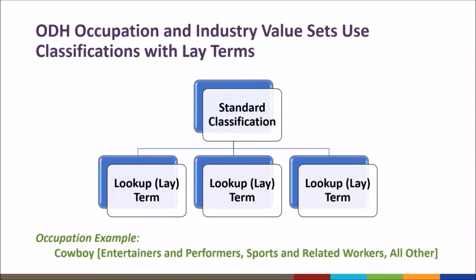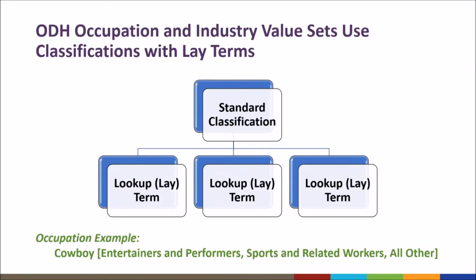We devised the ODH value sets of possible entries for occupation and industry using classification systems that have associated indexed or lay terms. The occupation value set includes lay searchable titles that are associated with the O*NET Standard Occupation Classification System, or O*NET SOC. O*NET is an online service of the U.S. Department of Labor, which can be searched to find information about the knowledge, skills, and abilities required for an occupation.